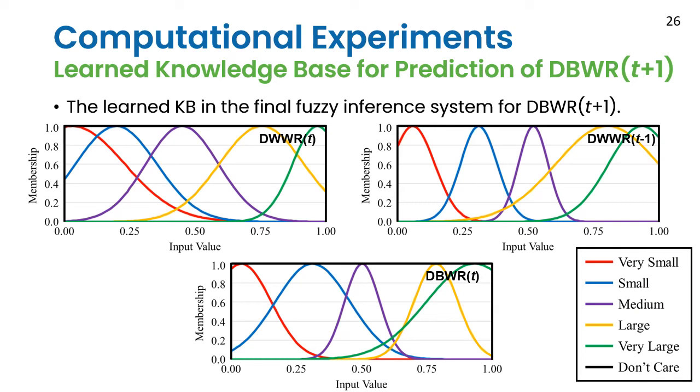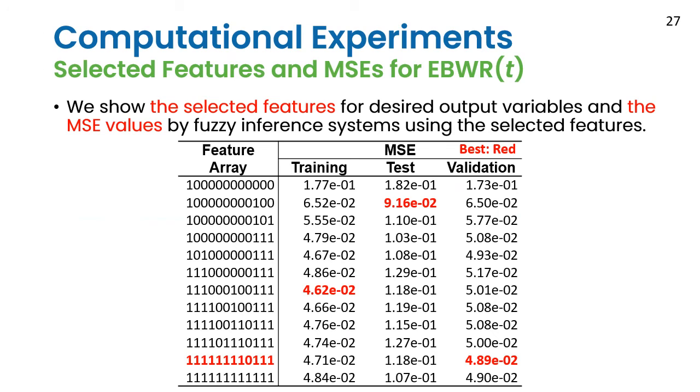These figures are the learned knowledge base for prediction of dB win rate. For dB win rate, these three features are selected by our proposed method. This table is the feature selection results for the present EB win rate. For the present EB win rate, the best combination of selected features is not selected by the validation dataset. There is room to improve the generalization ability of the fuzzy inference system by considering a better way to select the best combination of selected features.